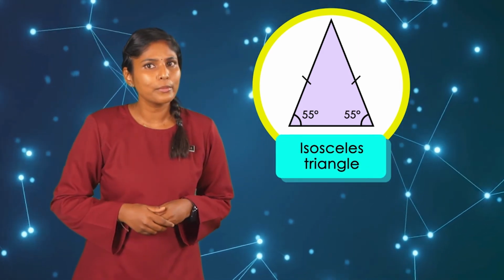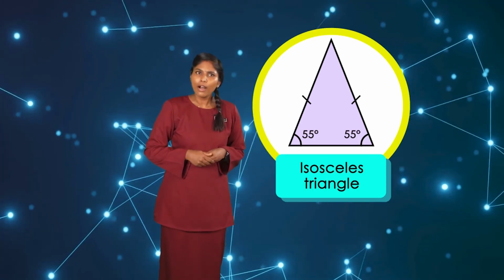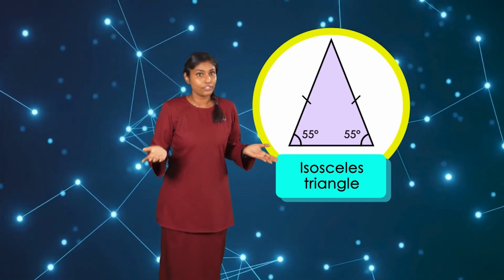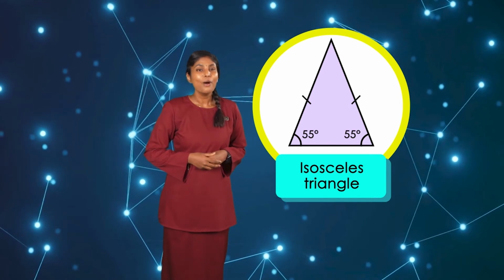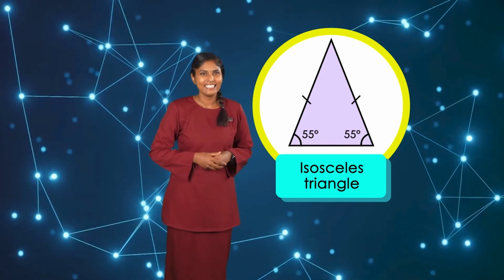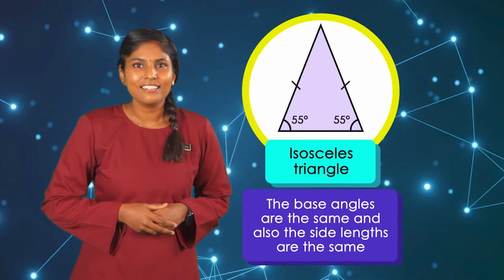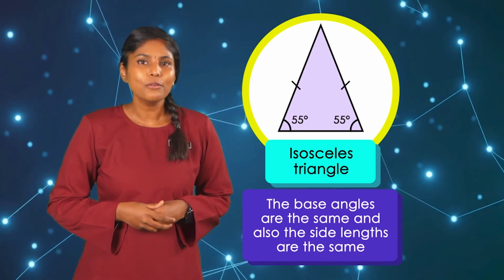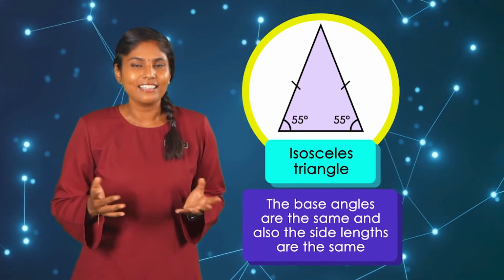I have an extra question for you. Why is this triangle an isosceles triangle? Wow, you are amazing! The base angles are the same and also the side lengths are the same. If you answered both my questions correctly, then I will give you 2 points.